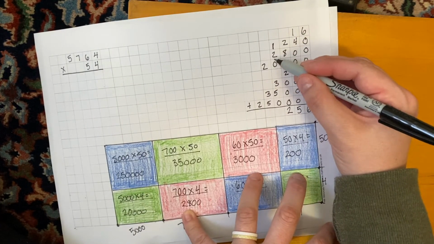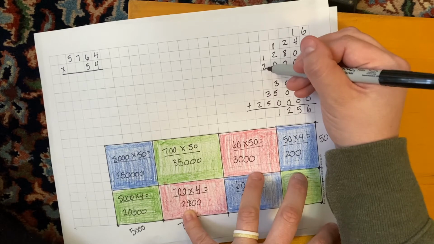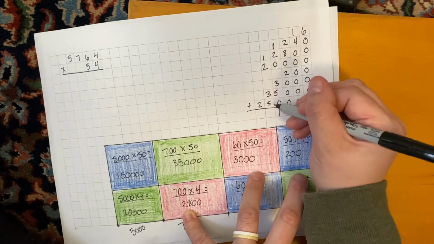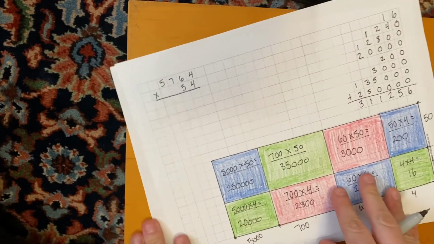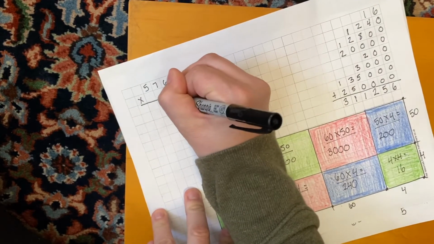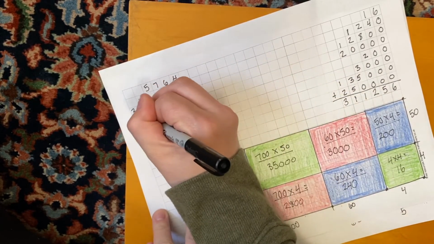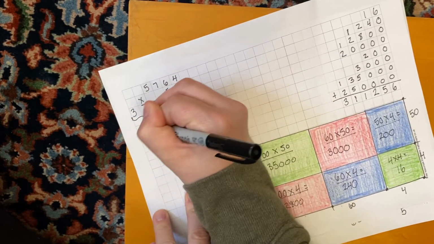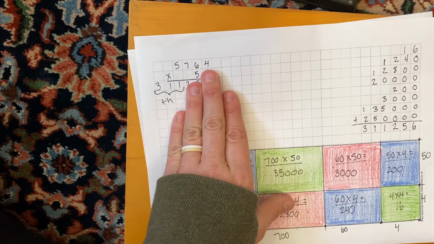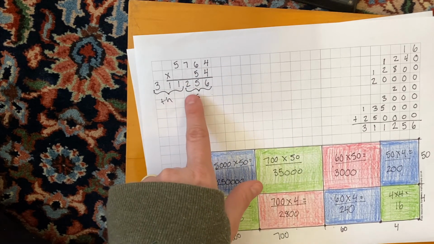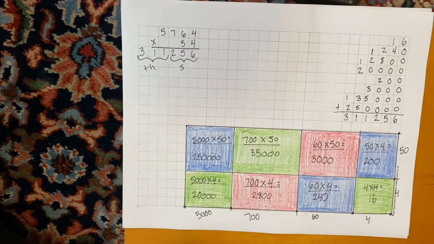1 plus 2 is 3. Plus 3 is 6. Plus 5 is 11. 1 plus 2 is 3. Plus 3 is 6. Plus 5 is 11 again. And 1 plus 2 is 3. And then we can move our answer over here. 6, 5, 2, 1, 1, 3. Okay. Again, how we read this is we ignore this just for now. 311,256. Okay? So I know that one was a lot faster, but that was just the second example.